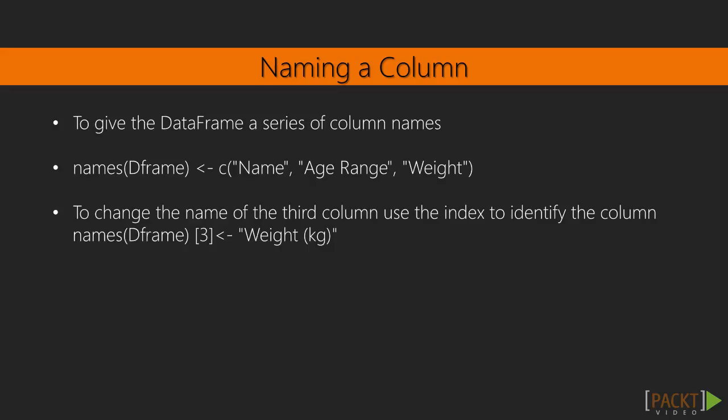To access the column headers, the function names is called, and to that function, the data frame is passed. Using the arrow symbol, the left angle bracket and dash, the vector is assigned to the label names. The name of a single column can be changed if required. The example shows how to change the third column name.